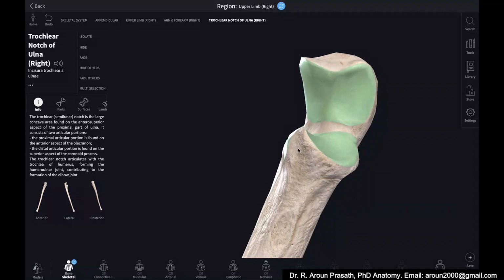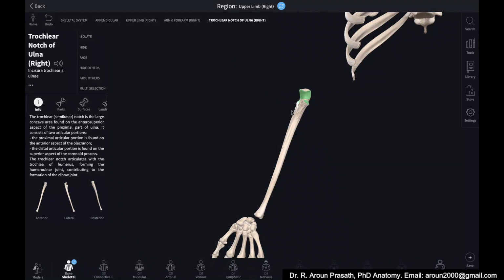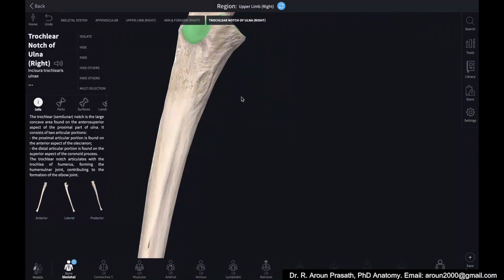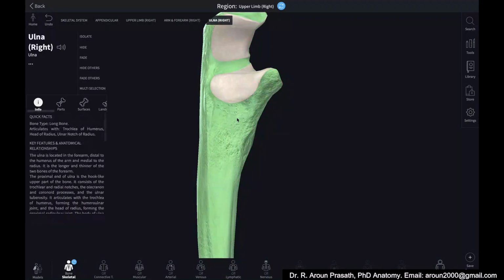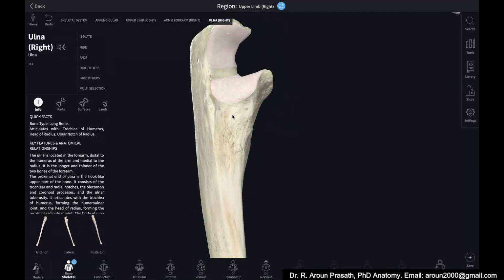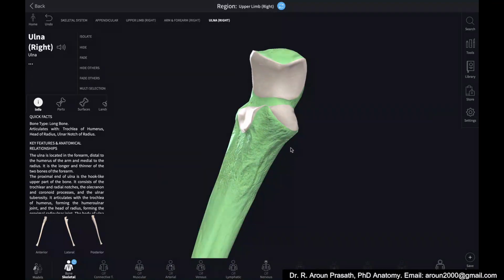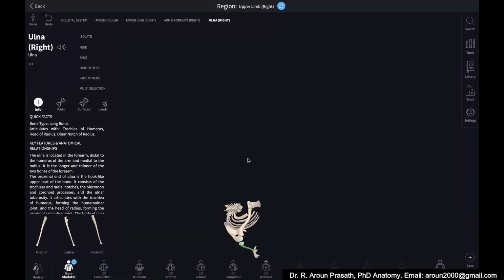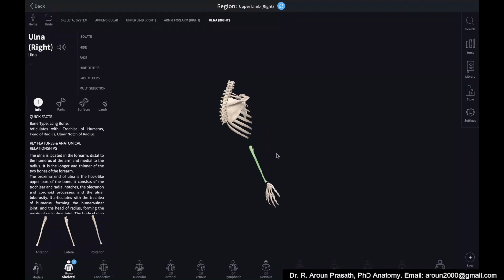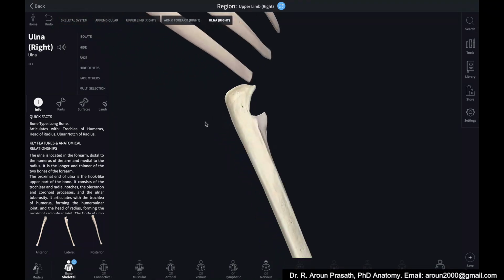In the lateral aspect, this is actually the anatomical position of the ulna. If you look at the lateral aspect of the ulna, here is the place where the head of the radius is articulating. I will show you that. In the posterior aspect of the ulna, you can see a projection. This is called the olecranon process.